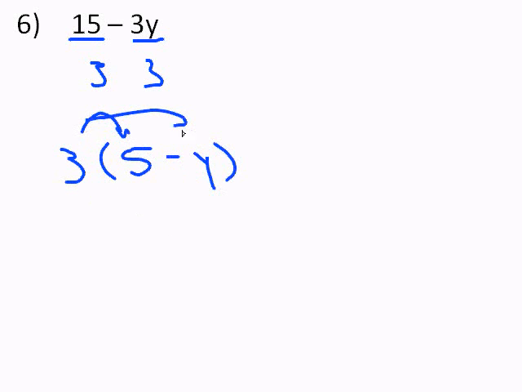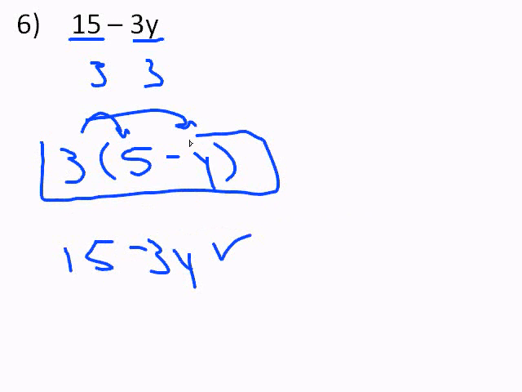For this one, probably the simplest of all the ones you're going to see, you'll notice that they're both divisible by 3. So we get 3 and then we get 5 minus y. If we distribute that back out, we get 15 minus 3y, which does indeed check.